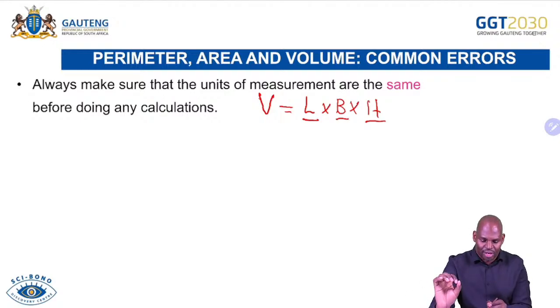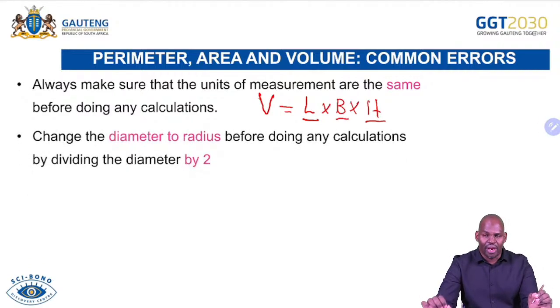So if they say the answer must be in centimeter cubed or cubic centimeter, we have to ensure that the length, the breadth, and the height are in centimeters. If they say the answer must be in meter cubed or cubic meter, then we have to make sure that the length, the breadth, and the height, all of them are in meters. So you have to check that before you do the substitution, all the dimensions are in the same unit.